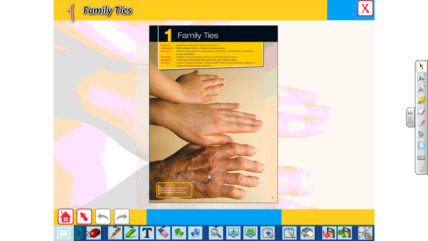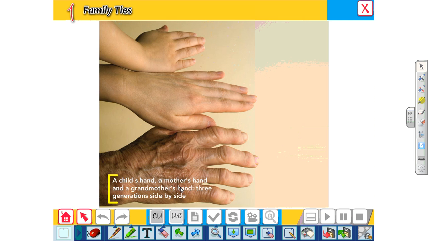Look at these hands. How do they look different in shape, size, and age? Look, that's a child's hand, a mother's hand, and a grandmother's hand. It's very clear that they are three different generations that are side by side. They could be tied and related, connected together. They could be from the same family.